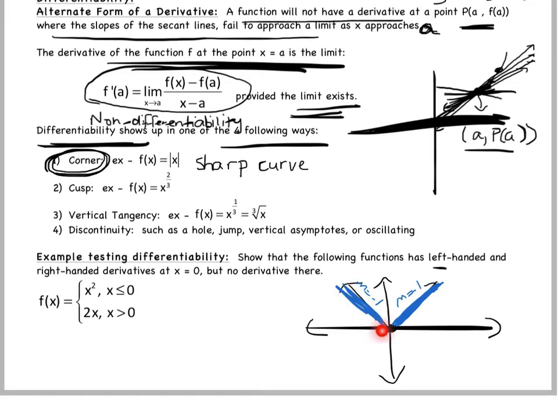So since these two things disagree, and my limit definition up here, the derivative from the right and left would not agree, so the limit does not exist for the derivative here. So we would say it's non-differentiable at x equals 0. So this is the first example of non-differentiability.